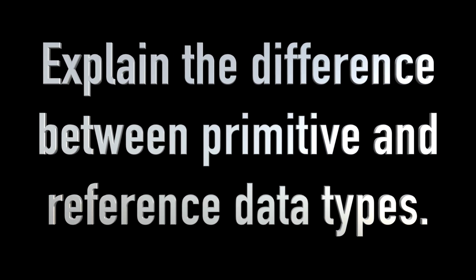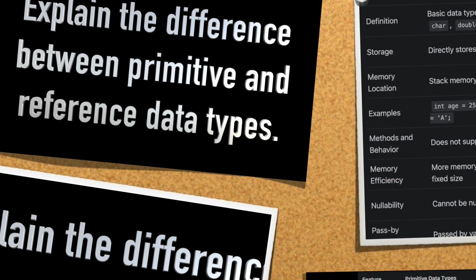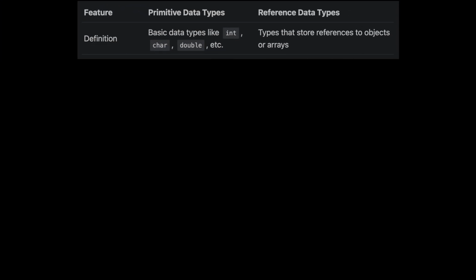Today, I'd like to compare primitive data types and reference data types, focusing on how they differ across various features. This comparison is essential for understanding memory management and performance implications in programming. Starting with definition, primitive data types are the basic building blocks of data in programming languages. They include types such as integers, characters, and doubles.